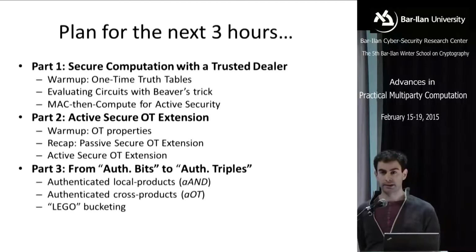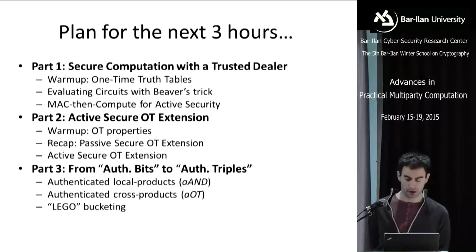In the third part, which is a little bit more messy, we're going to use this actively secure OT extension, these OTs which are secure against active adversaries, to produce some multiplication triples which can then be used to perform secure computation using the protocol which we present in part 1. We'll talk about that later. Here there are some tricks about how to do authenticated local products, authenticated cross products, and Lego bucketing.